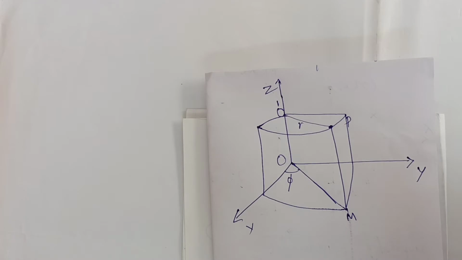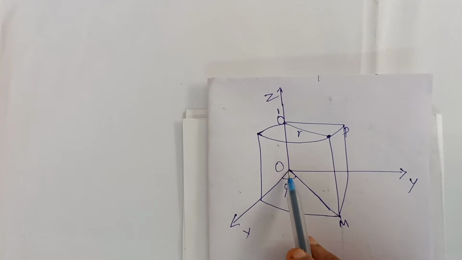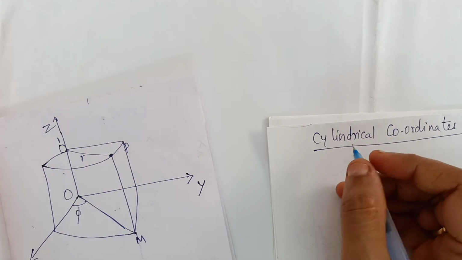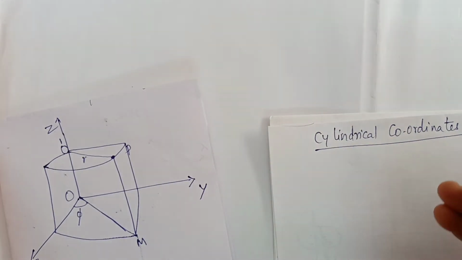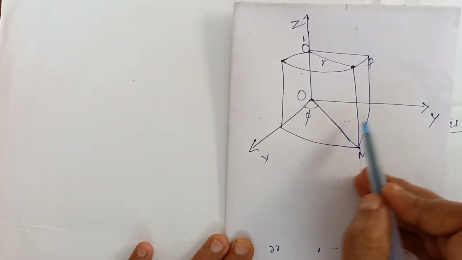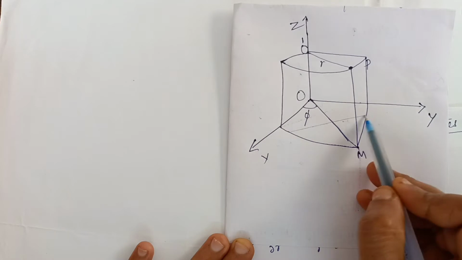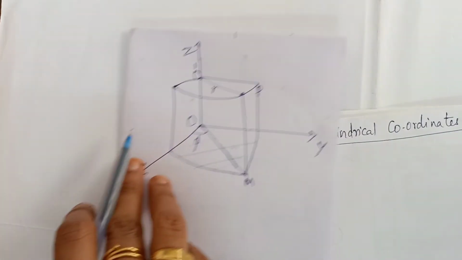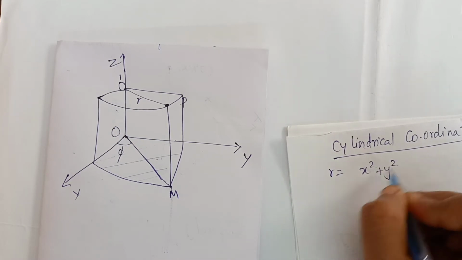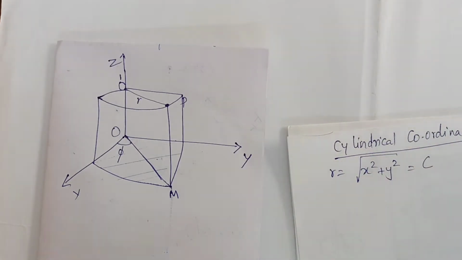We have a right circular cylinder with the z-axis as common, and we have concentric circles about the point O. We know we have z as common, so these are right circular circles with z as common in the xy plane. This is our xy plane. In this xy plane, we can write r is equal to the root of x square plus y square, that is equal to a constant c.